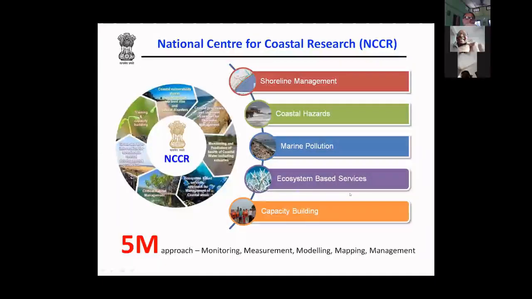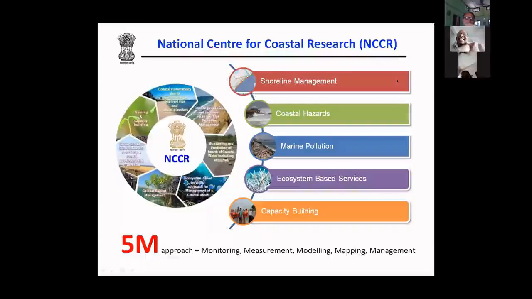So this is the overall work of NCCR. We are working in 4-5 domains: shoreline management, coastal hazards, marine pollution, and particularly ecosystem-based services and capacity building. We follow the 5M approach, which is monitoring, measurement, modeling, mapping, and management. Many people in the country know ICMAM, Integrated Coastal Marine Area Management, which was located in Chennai in NIOT. That was renamed just 2 years back, and we are now a full-fledged center on coastal research.